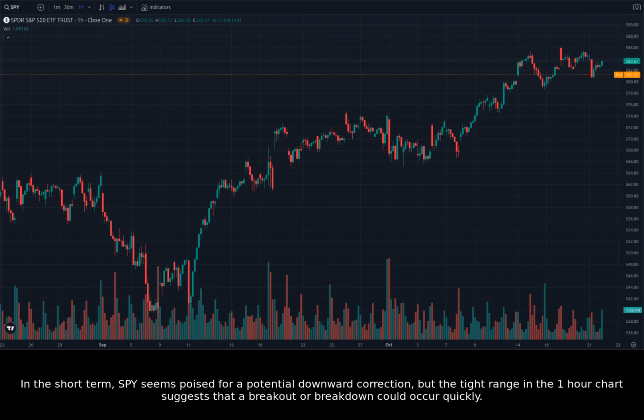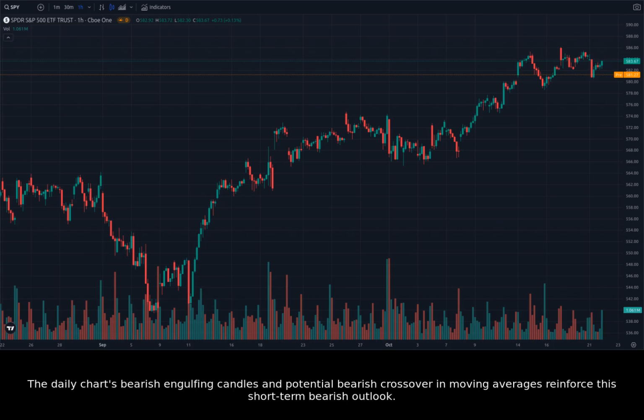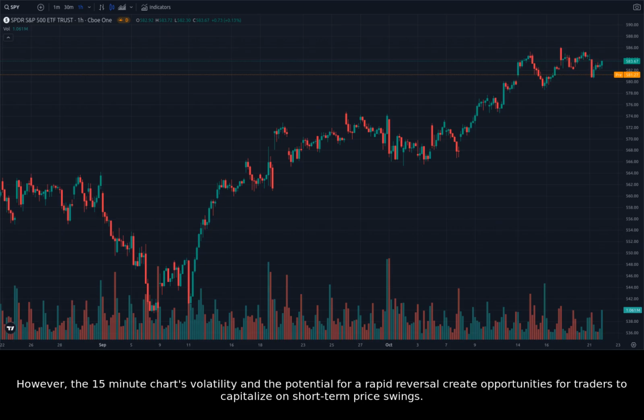In the short term, SPY seems poised for a potential downward correction, but the tight range in the 1-hour chart suggests that a breakout or breakdown could occur quickly. The daily chart's bearish engulfing candles and potential bearish crossover in moving averages reinforce this short-term bearish outlook. However, the 15-minute chart's volatility and the potential for a rapid reversal create opportunities for traders to capitalize on short-term price swings.